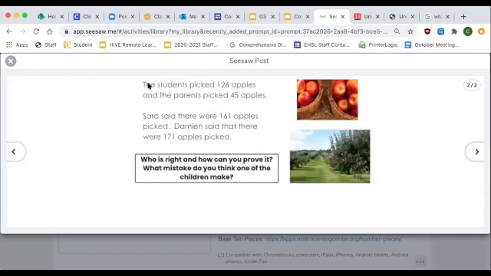So here's the question. The students picked 126 apples and the parents picked 45 apples. Sarah said there were 161 apples picked. Damien said that there were 171 apples picked. So today I want you to think, who is right and how can you prove who is right? Then I want you to think, what mistake do you think one of the children made? So what math mistake did whoever was wrong make?